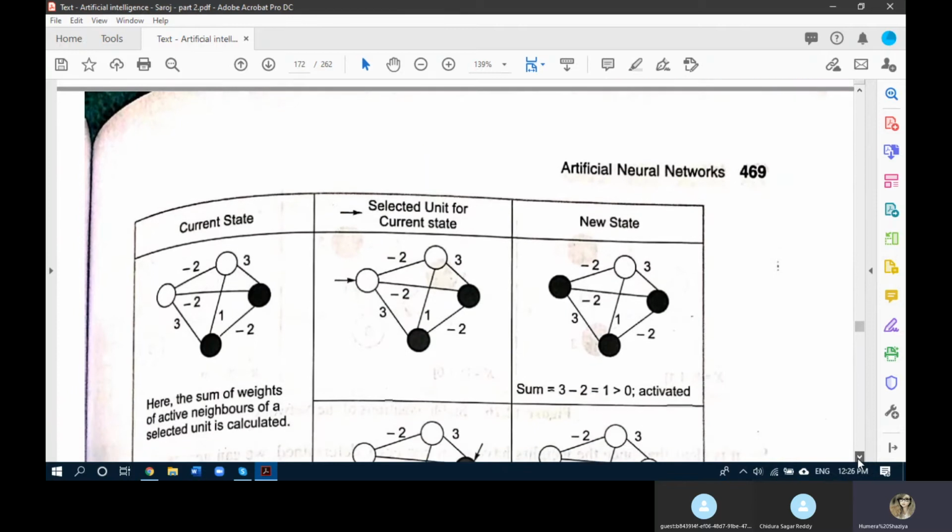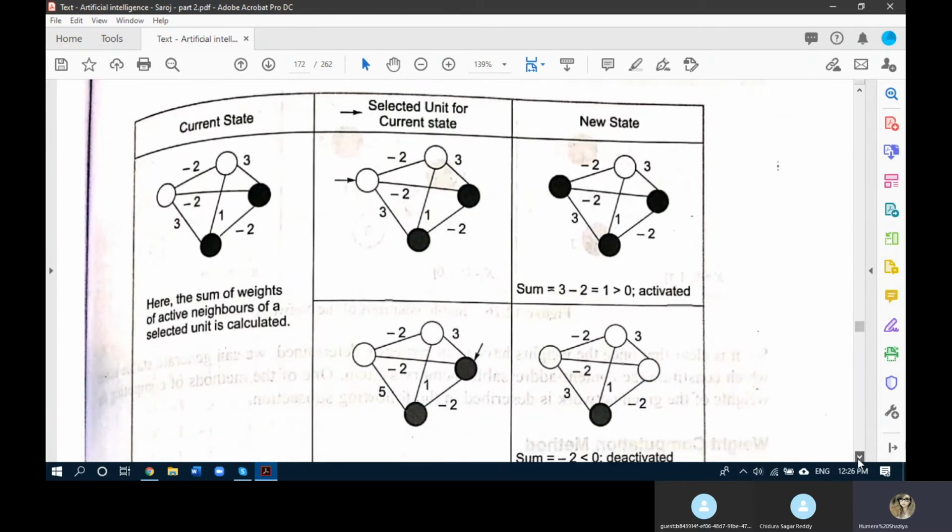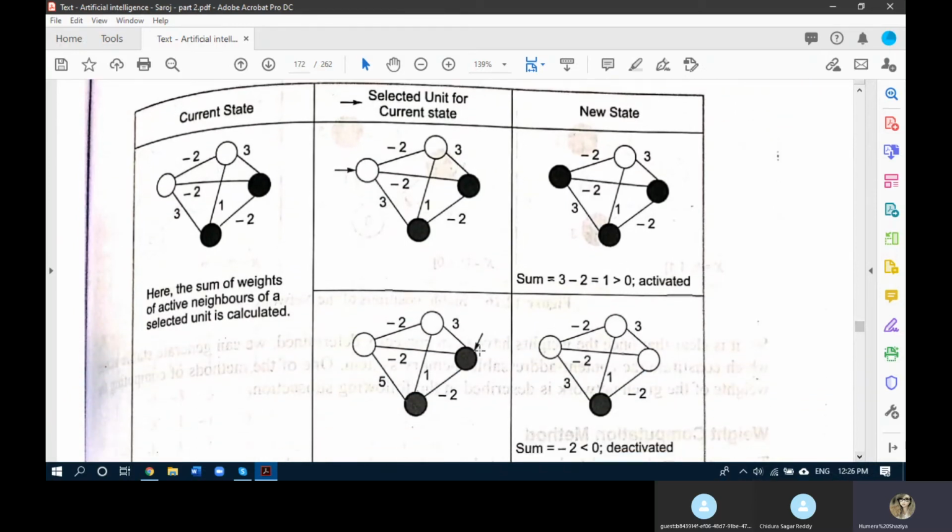Look at this example. This is the current state. In this current state, there are two active nodes or units. There are two inactive units, and then our process begins.